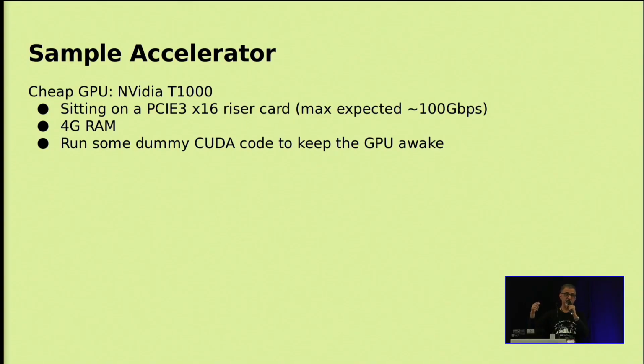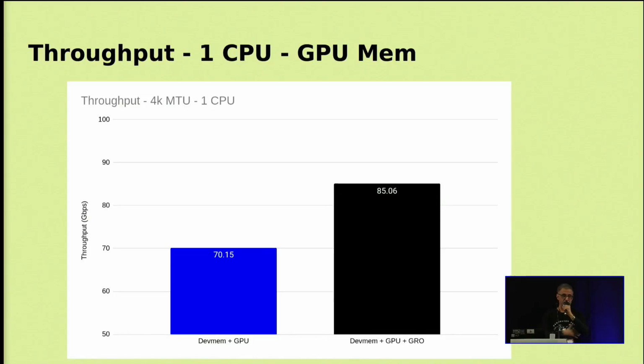And we tested devmem and it worked great. Now, this board is on a riser card, which is PCI Gen 3 x16, so it can do 100 gig with some overhead for PCI payload. It wasn't the greatest, but we were able to do, with hardware GRO, about 85 gig. And without hardware GRO, with devmem, we are doing about 70 gig writing to the GPU memory.